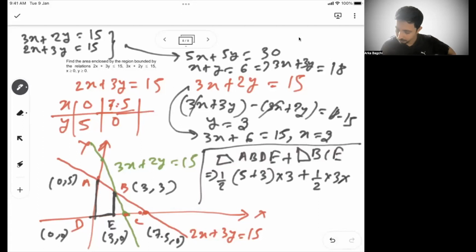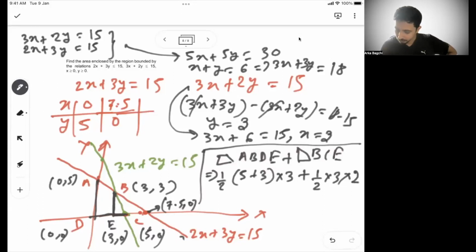Half into 3 into this distance between 3 and where C, the green line, cuts the x-axis. The green line cuts the x-axis at 5, 0. So C is not 7.5, my bad. C is not 7.5. C is actually 5, 0. This point is basically 7.5, 0. C is 5, 0. So this point must be 2. So this point must be 2.